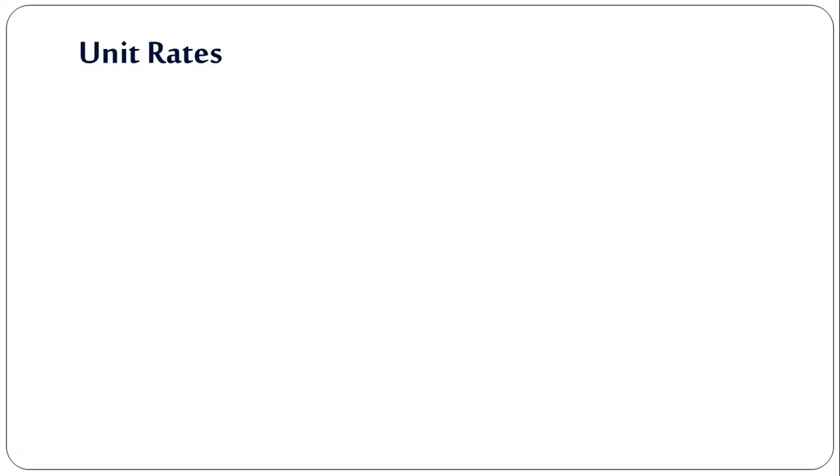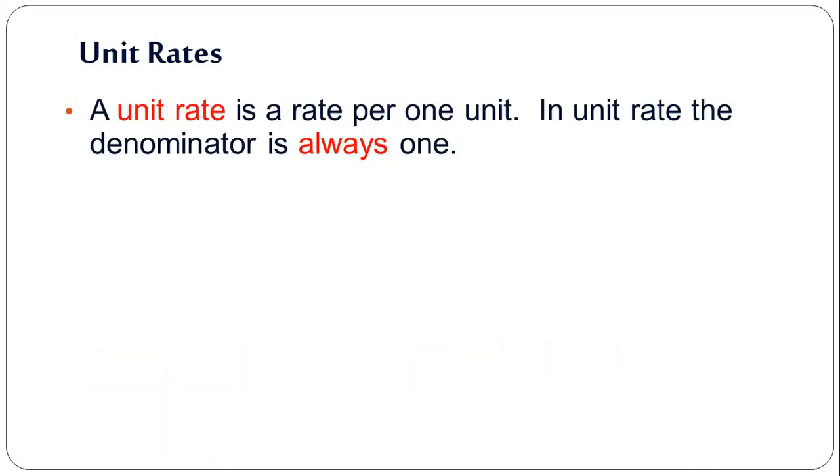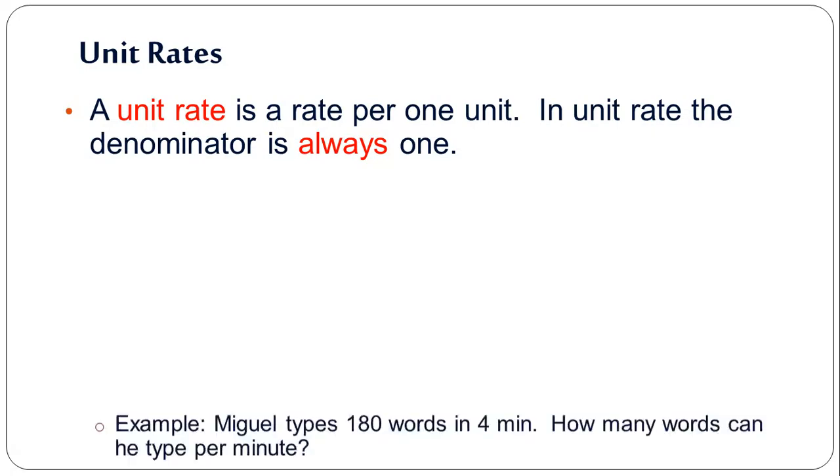Next, kapag naman unit rates, yung unit rate is a rate per 1 unit, no? Per 1 unit. Tandaan niyo yung 1 unit, no? Kaya nga tinawag siya na unit rate. So, yung denominator niya is always 1.